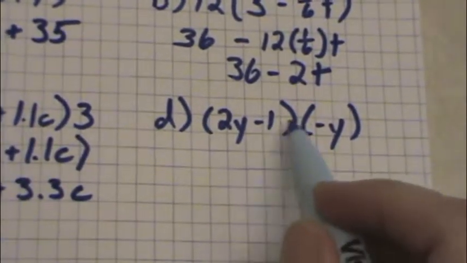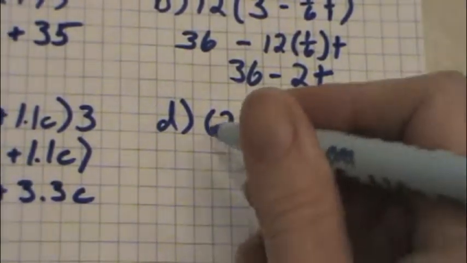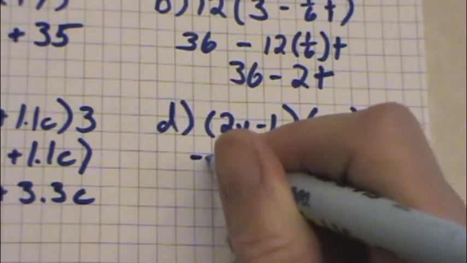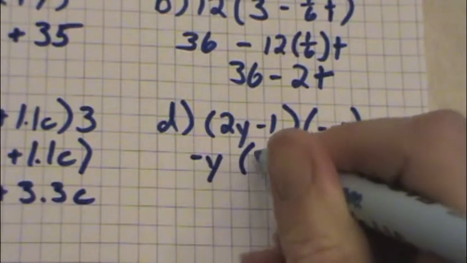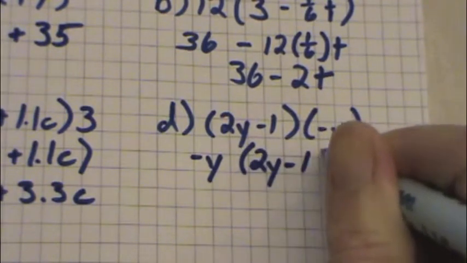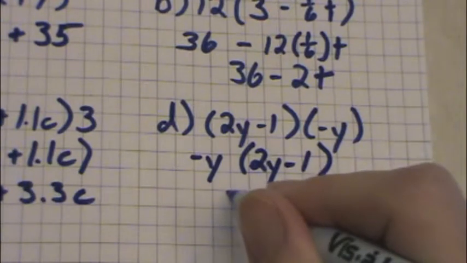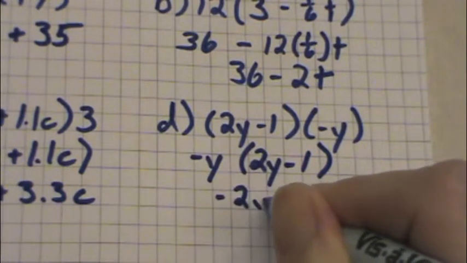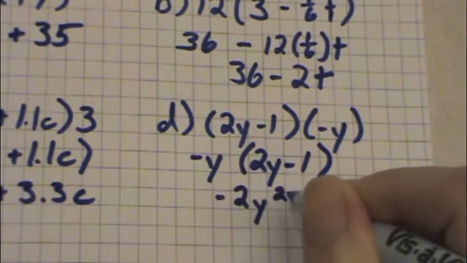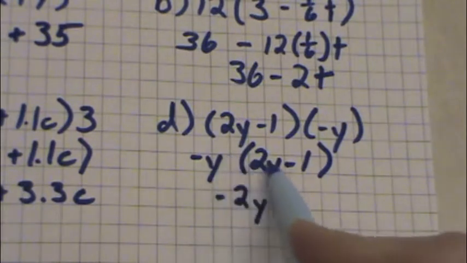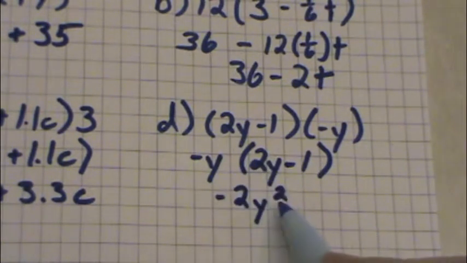Letter D, again, I feel like this is written backwards. I don't suppose it is. There's no right or wrong for that. But so I'm going to say negative y times 2y minus 1. Negative y times 2y is going to be negative 2y squared. We had a negative that we had to distribute. We also had a y. y times y is y squared.